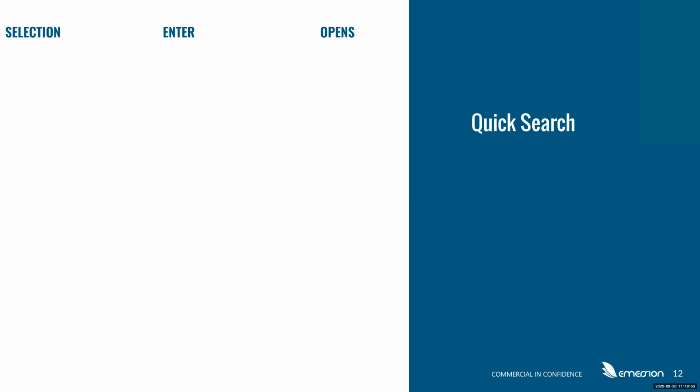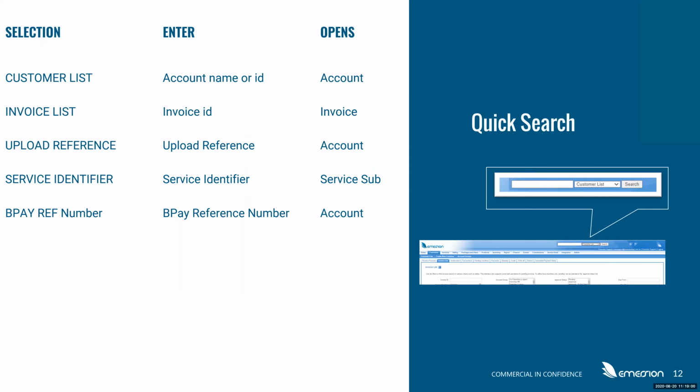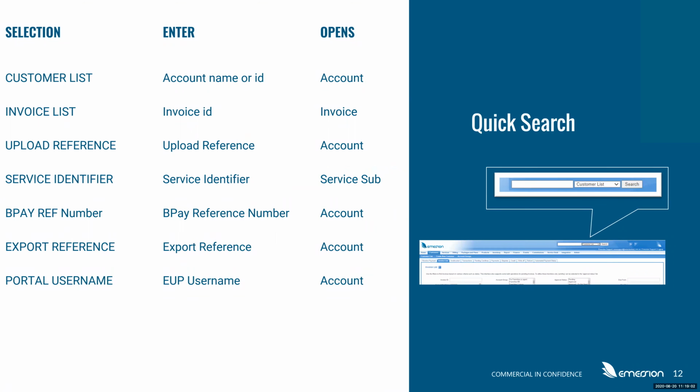So there is a quick search, and for those of you who have seen it, it's at the very, very top in the navigation bar. This is a very quick way of entering a piece of data, whether it's the invoice ID, or the account name or ID, and depending on what you enter, it will open up either the account, the invoice, or the service subscription directly.